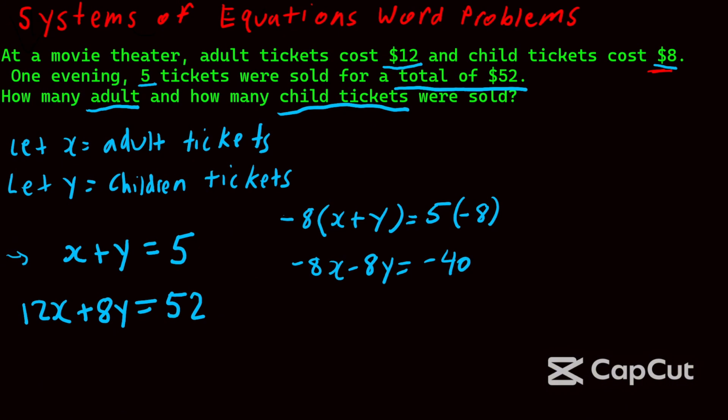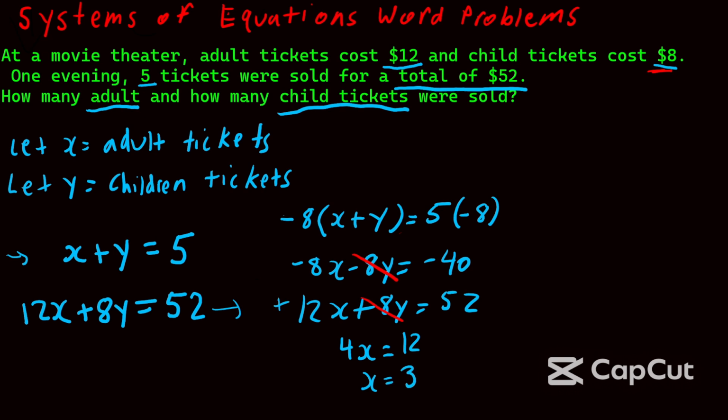Now, these two are the same. X plus y equals 5 and negative 8x minus 8y equals negative 40. These are the exact same. So use my second equation, 12x plus 8y equals 52. Great. These cancel. Now I get negative 8x plus 12x. What is negative 8x plus 12x? That's just 4x. And negative 40 plus 52 is what? 12. So x equals 3.